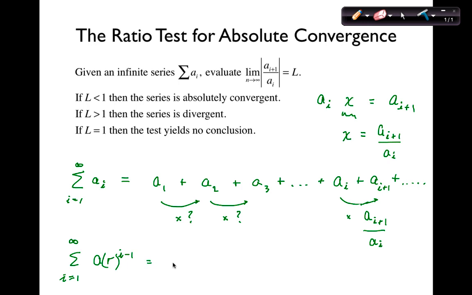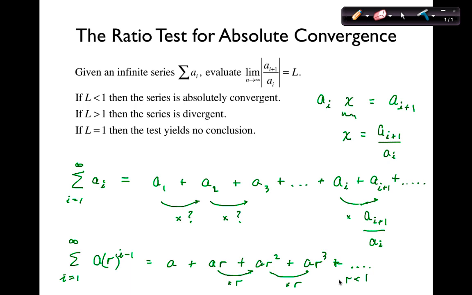So we've got A plus A R plus... Remember this? This is our geometric series. What's the multiplier in a geometric series? R, right? That R is the number you multiply by to get the next. And when does a geometric series converge? Right, when R is a fraction, right?